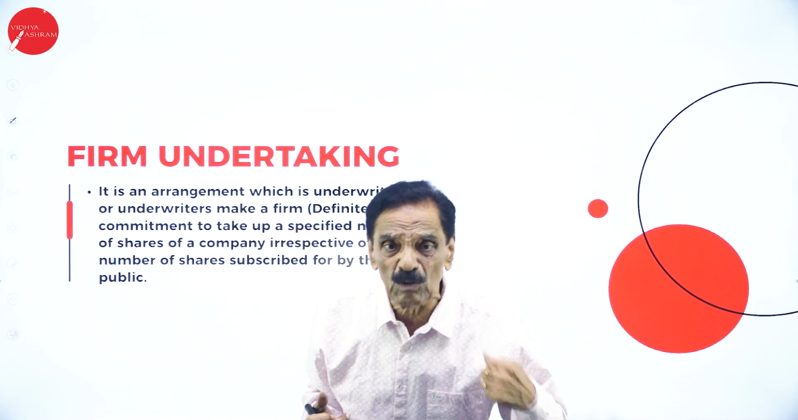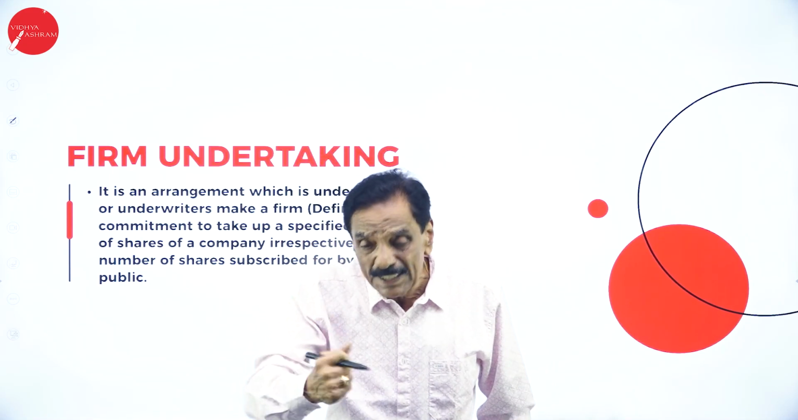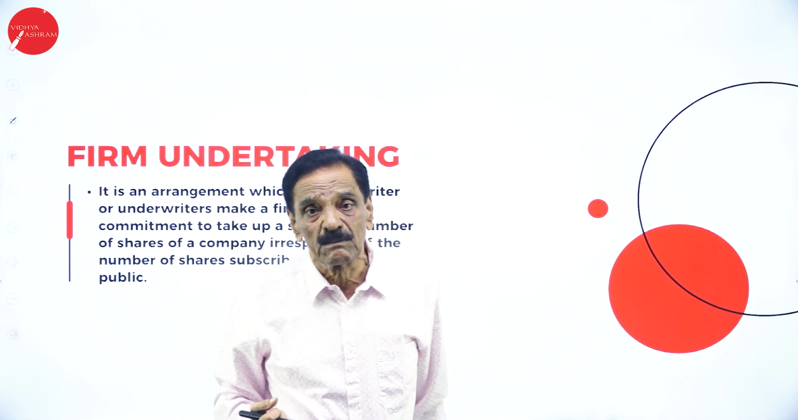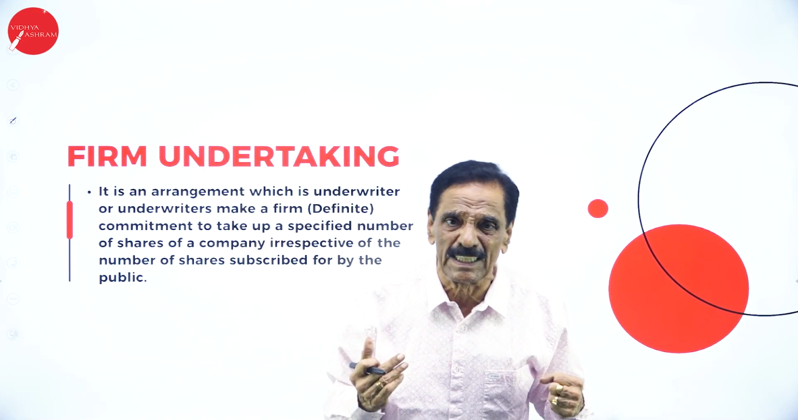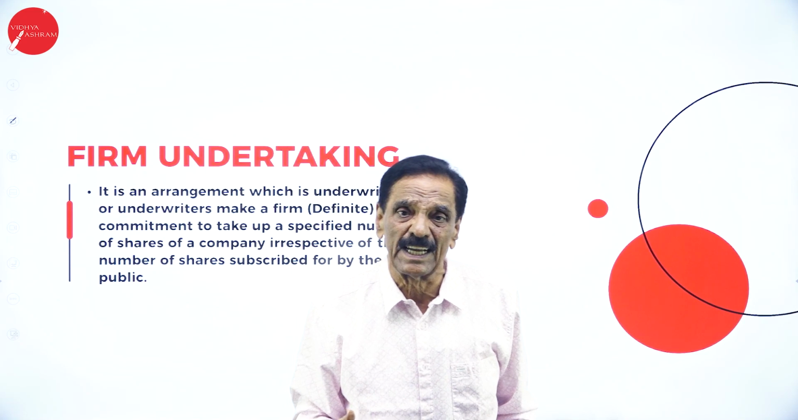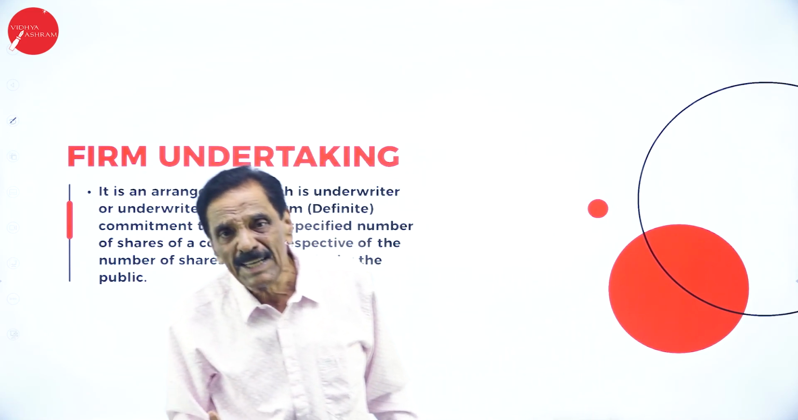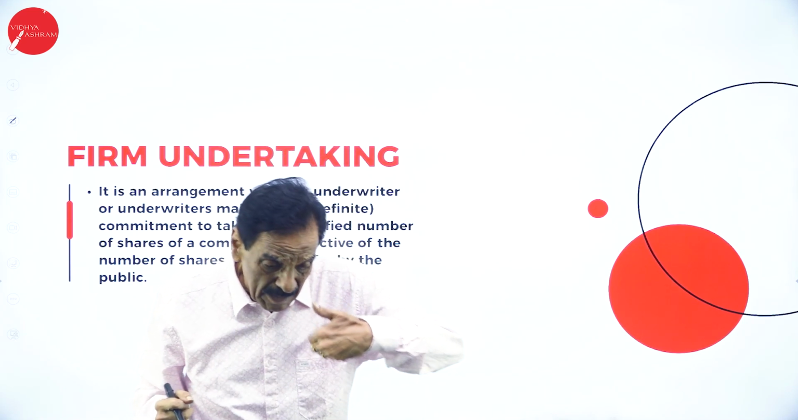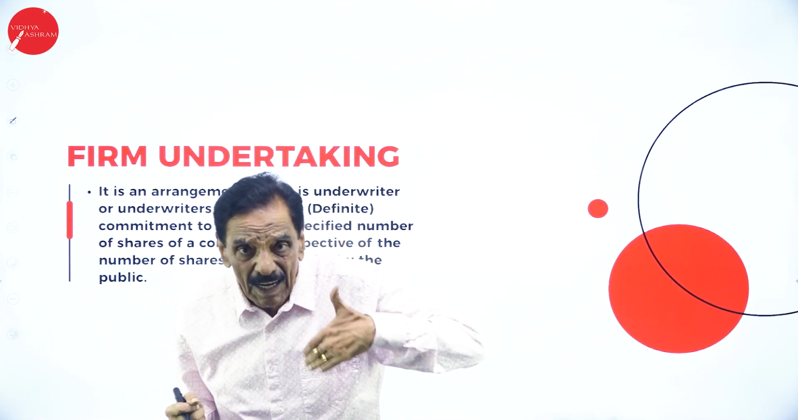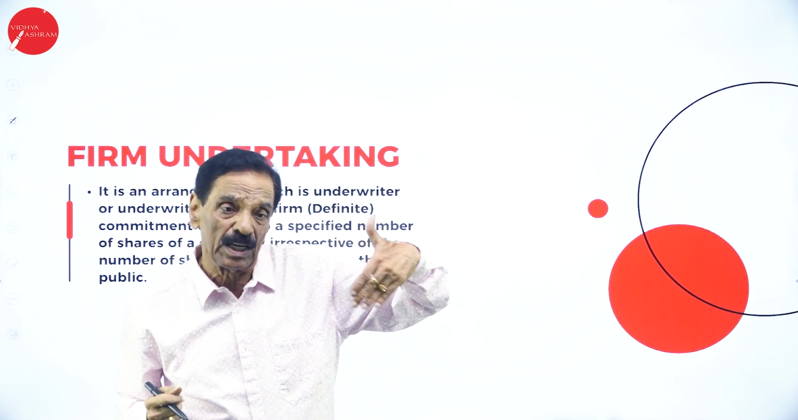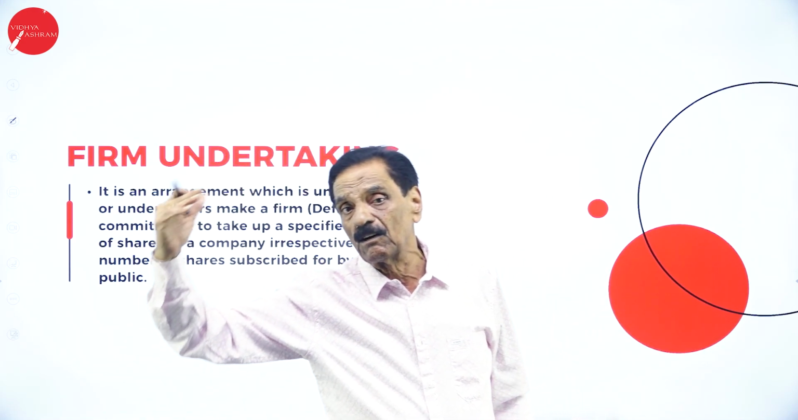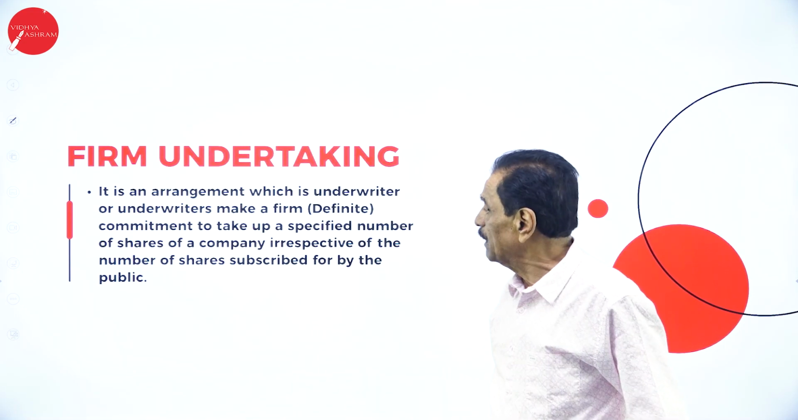I will take 1,000 shares, says X. I will take 2,000 shares, says Y. I will take 3,000 shares, says Z. So it's a firm underwriting, or definite undertaking. They will take up these shares. Don't worry, we are here. We'll take up 1,000 shares, 2,000 shares. Irrespective of subscription, it is called firm underwriting.